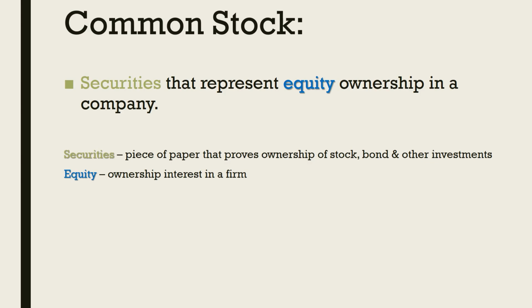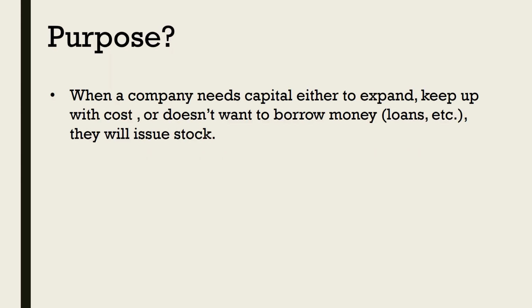Another way to think about common stock is that you go to a store, purchase some items, and the clerk hands you a receipt for those items. That receipt proves that you purchased those items. Same with common stock. It proves that you have ownership in a company. If common stocks didn't exist, everybody could just say that they own part of the company.